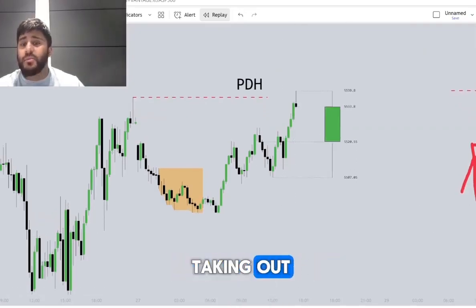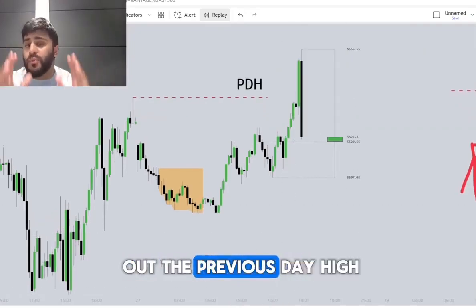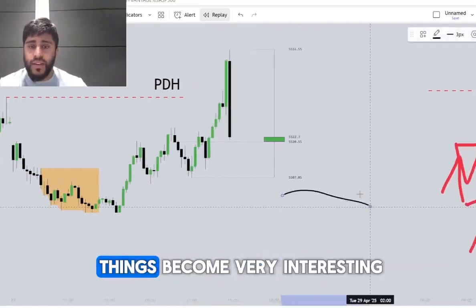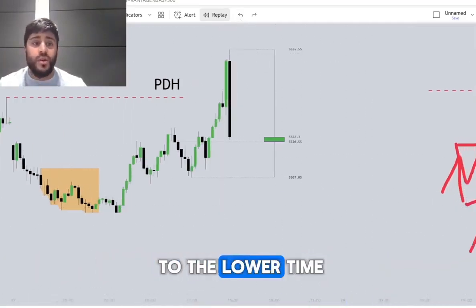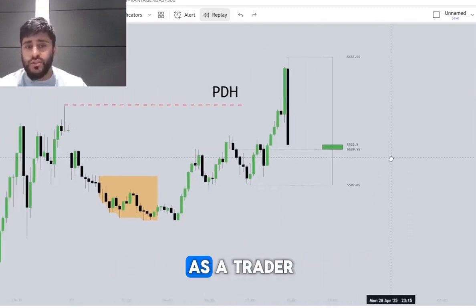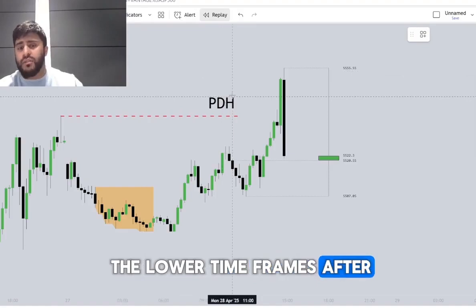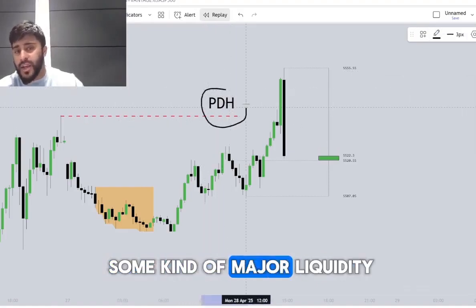So price ends up taking out the previous day high, and we have a very, very large manipulation move over here. Now, this is where things become very interesting. We can head down to the lower time frames at this stage. So if you're struggling as a trader, I want you to remember a couple of things. Remember, only go down to the lower time frames after price has taken out some kind of major liquidity.